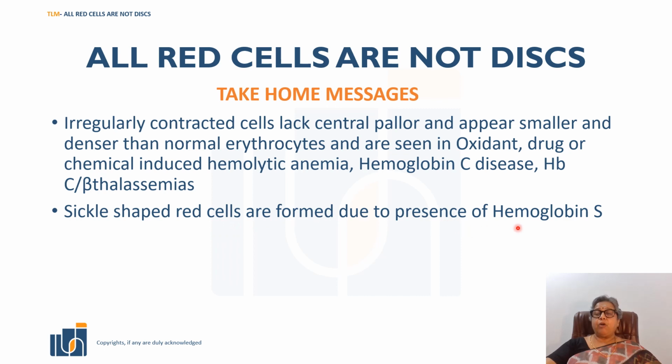Sickle-shaped red cells are formed due to the presence of hemoglobin S, and one should be able to pick them up on the smear. Otherwise, you will have to do either a hemoglobin electrophoresis or an HPLC for diagnosis of sickle cell disorder.